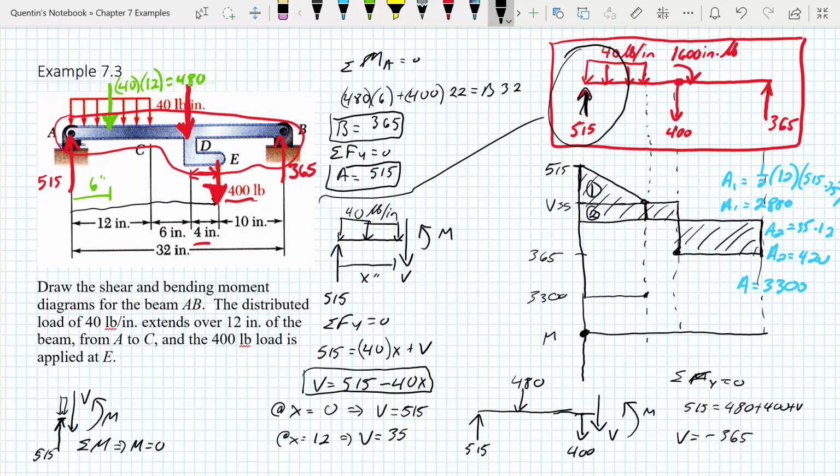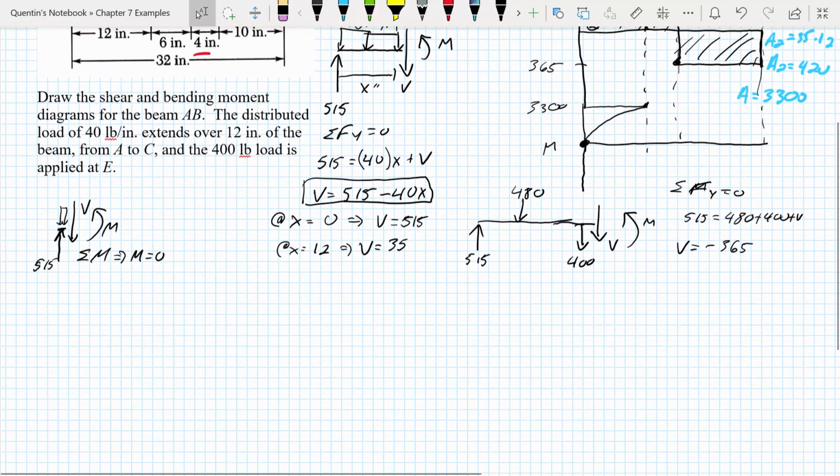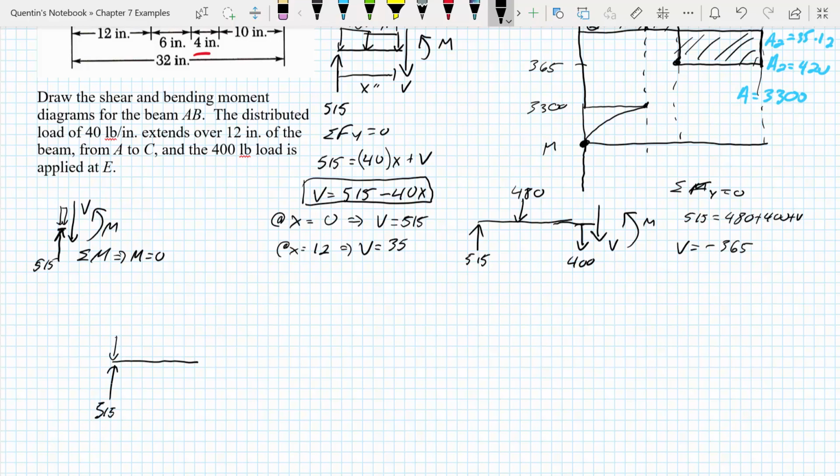Now we go through and it's not going to be a straight line. It's going to be instead a curve like that. And how do I know that? Well, let's come back over and look at this. So we have a beam, and now we're going to look at some distance. We have 515. We have some distributed load of 40 pounds per inch. I have my V, and I have my M.